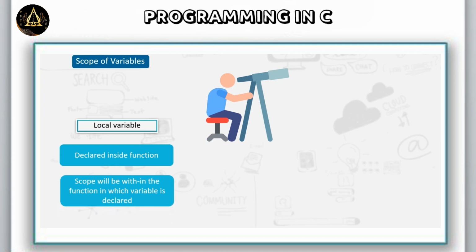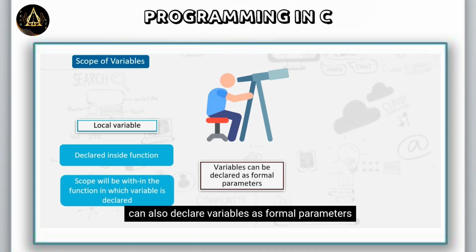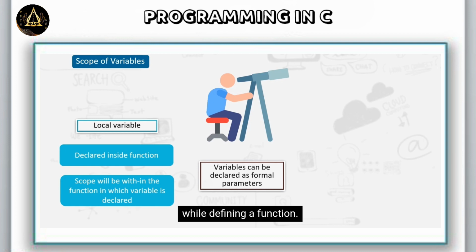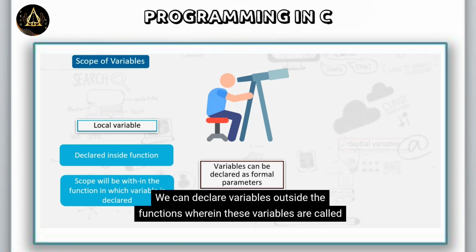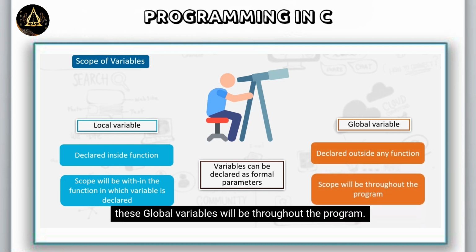We can also declare variables as formal parameters while defining a function. We can declare variables outside the functions, wherein these variables are called global variables, and the scope of these global variables will be throughout the program.